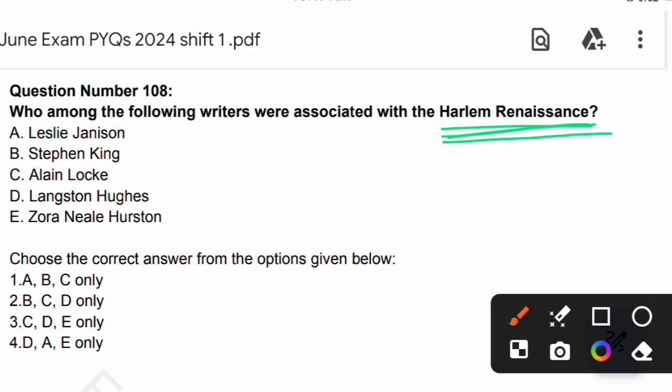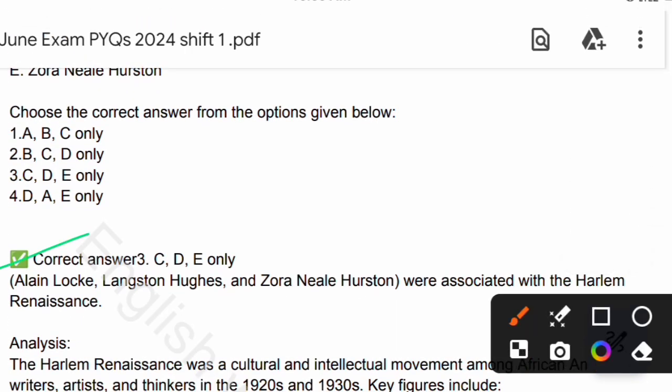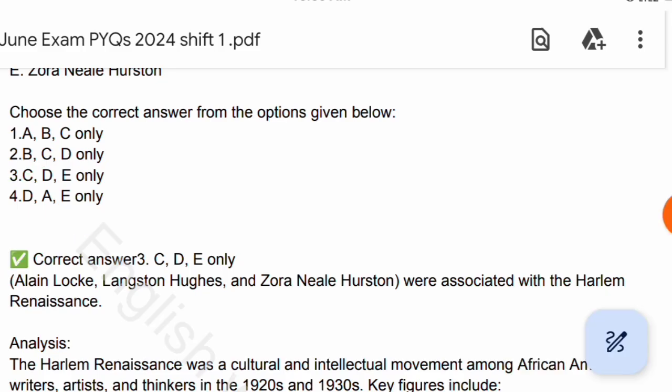The correct answer of this question is going to be, if I am correct, option 3. That means CDE, because Langston Hughes and Zora Neale Hurston are from the Harlem Renaissance, and next you have Alain Locke. Let's see the correct answer. Yes, the correct answer of this question is CDE, that is the third one. Let me tell you.